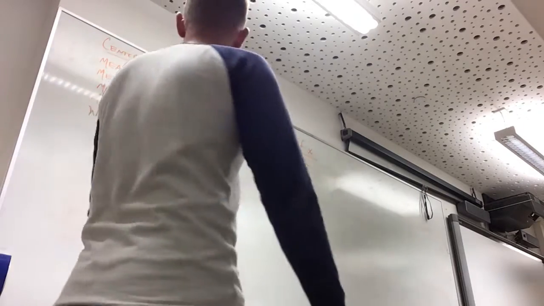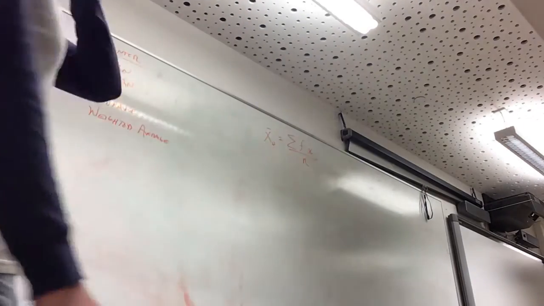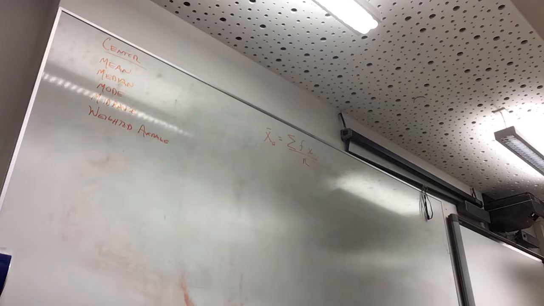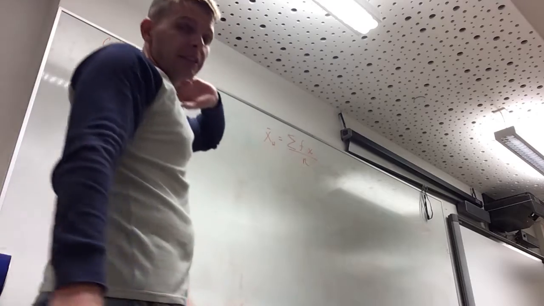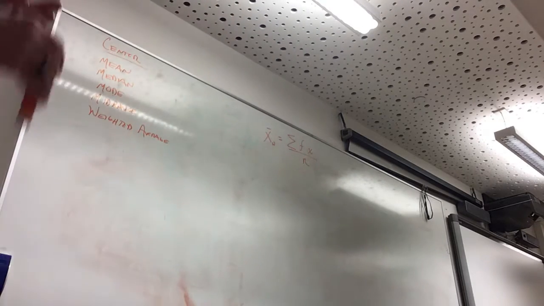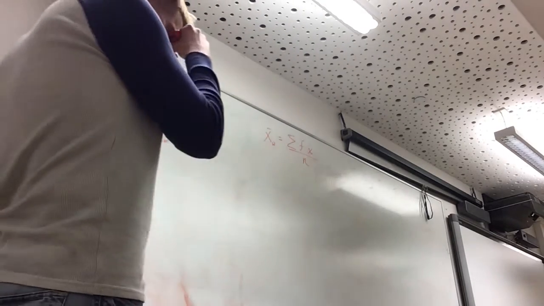All right, so the fifth one here of the describing center is what we call the weighted average. With a weighted average, here's the equation on the board. We'll talk about what each one means in a second. But with a weighted average, what we do is we take each, think about it like this.